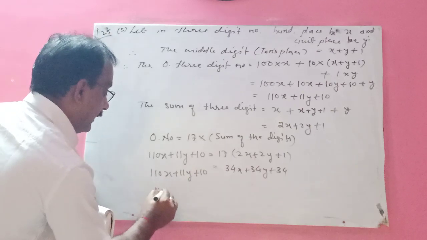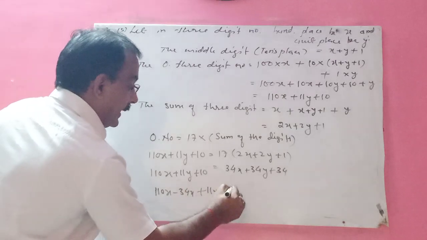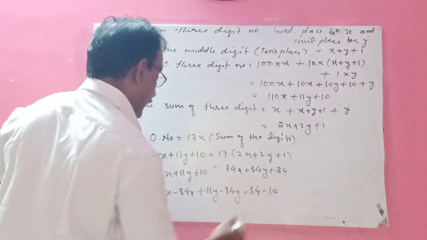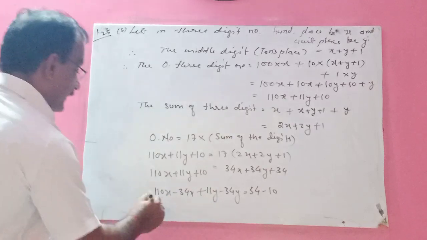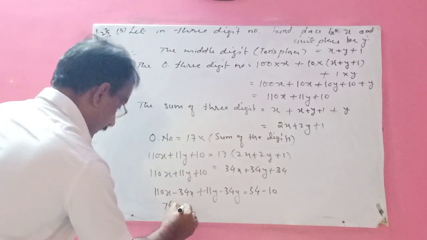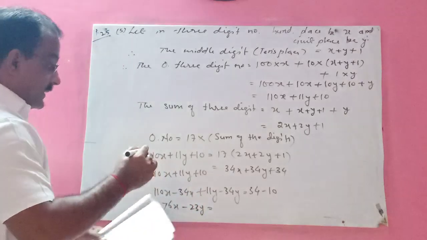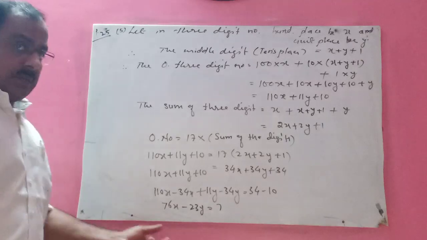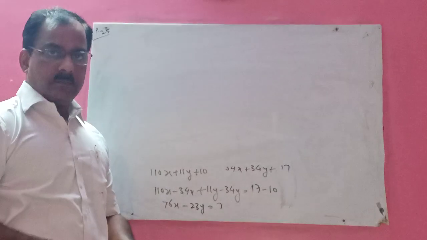Transfer, so 110x minus 34x plus 11y minus 34y equals 34 minus 10, which will give you here how much? 76x minus 23y is equal to 7. Okay, so 76x minus 23y is equal to 7.